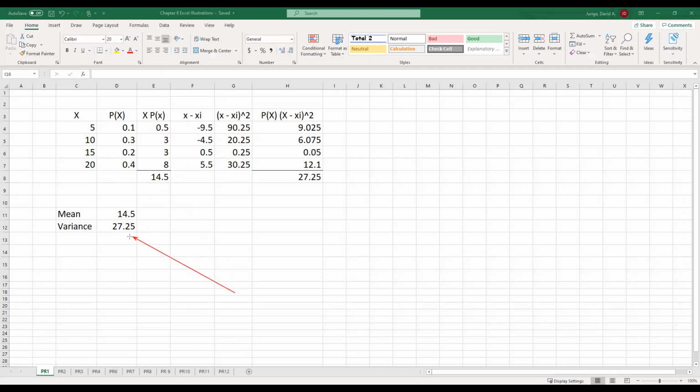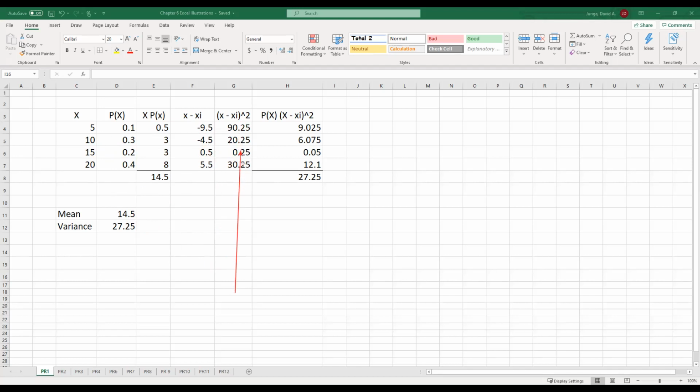Now, to get the variance, I went ahead and set up a column to do all this. So x minus the mean, that is actually the mean. What I'm doing is taking 5 minus 14.5, which gives me negative 9.5. 10 minus 14.5 gives me negative 4.5. 15 minus 14.5 gives me 0.5, and so forth. I did that for each one of these. I subtracted out the mean, and then I squared each of these individual numbers.